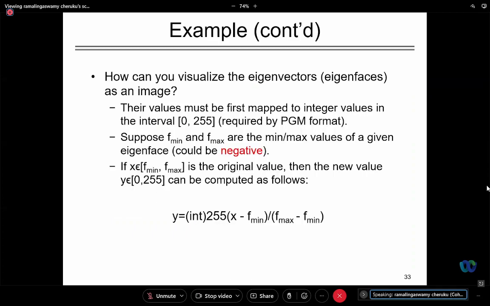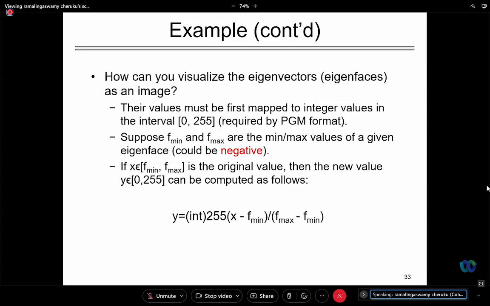How can we visualize the eigenvectors of an image? Their values must first be mapped to integer values in the interval 0 to 255. First, you have to do some kind of pre-processing and normalization step. You have to look at all the values and map them to the range 0 to 255.